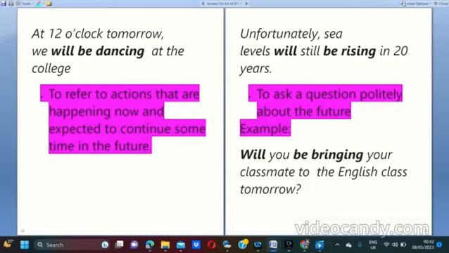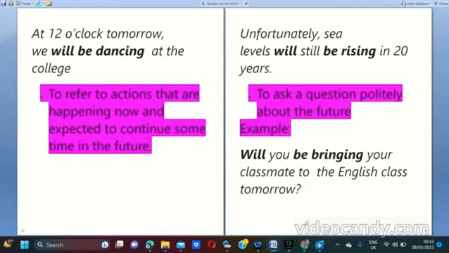Next, to refer to actions that are happening now and expected to continue sometime in the future. Sometimes future continuous tense is used to talk about actions which are happening now and are expected to continue in the near future also. Unfortunately, sea levels will still be rising in the next 20 years. Why do sea levels rise? Because of melting of ice at the Himalayas or somewhere else. Many glaciers melt, so sea levels rise because of many factors: global warming, the greenhouse effect. Sea levels are rising now also, and they are expected to continue in the near future.